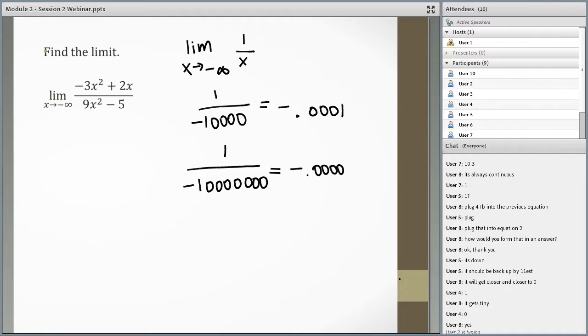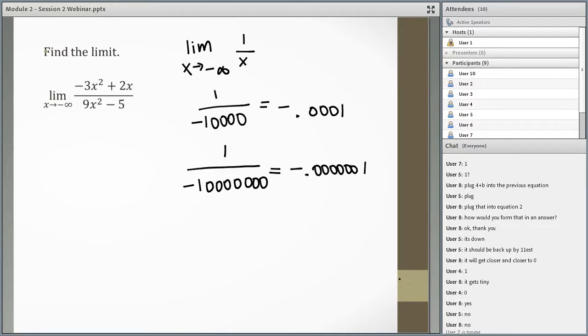So negative, 6 zeros. So is anything really changing? No. Good. 1 over x, as x goes to infinity or negative infinity, the only difference is that it's going to 0 from the positive side versus from the negative side. It's still going to 0 though. So this still equals 0. That doesn't mean that when we take a limit as x goes to negative infinity, it will always be the same as positive infinity. It just depends.